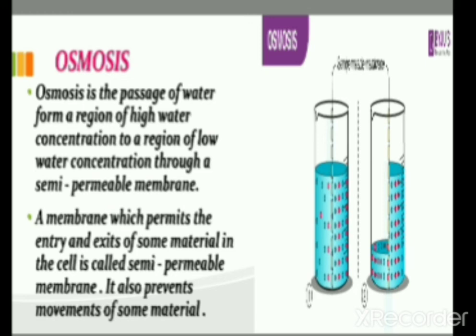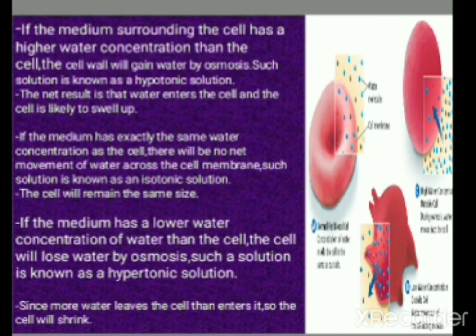And when you put an animal cell or a plant cell inside a solution of sugar or salt in water, one of the following three things could happen. Here you have three shapes of cells, and the other side is the explanation. In the first case, if the medium surrounding the cell has a higher water concentration than the cell, the cell will gain water by osmosis. Such a solution is known as a hypotonic solution.